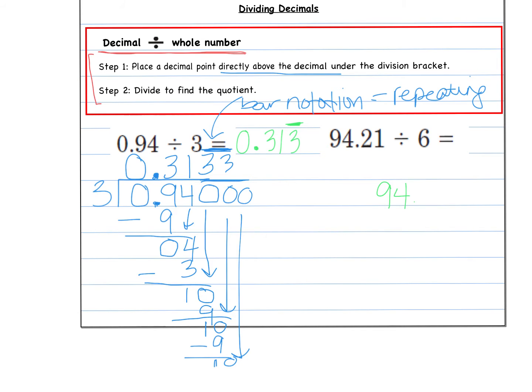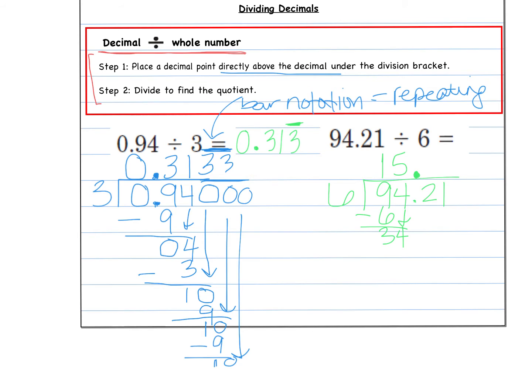All right, 94 and 21 hundredths divided by 6. So 94 and 21 hundredths divided by 6. I put that decimal right above it, and then I divide like normal. 6 goes into 9 once. 1 times 6 is 6. 9 minus 6 is 3. Drop down the 4. 6 goes into 34 5 times.